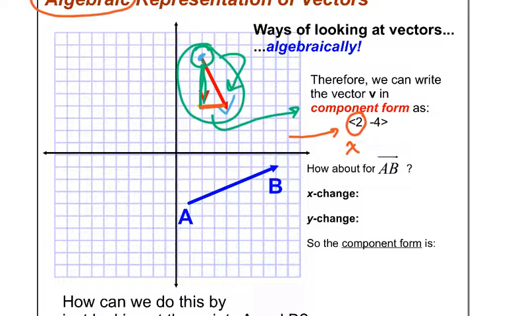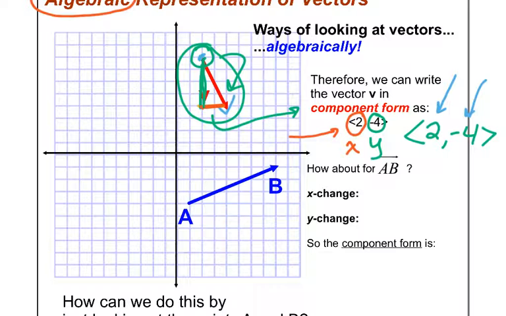How about up and down? Looks like he traveled down. He traveled 1, 2, 3, 4 boxes down. That would be a -4 in the y direction. So vector v can be written in component form as a horizontal component and a vertical component. That basically tells you how far he traveled in which direction. This says he moves to the right 2 and down 4.